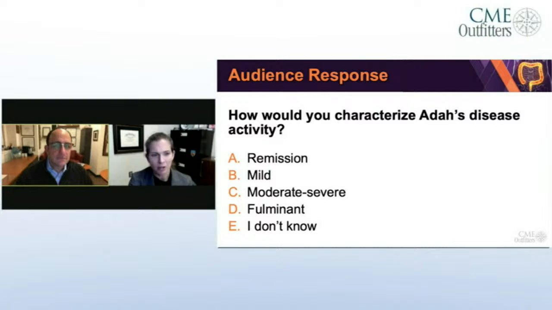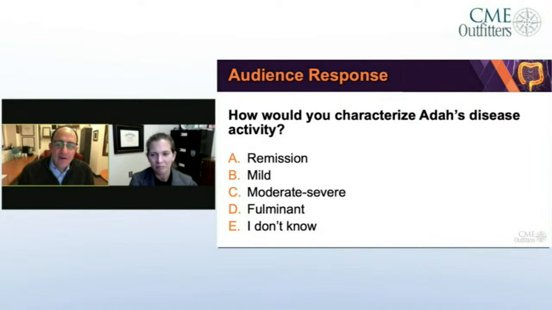So with that scenario, I'm going to ask you one more time. How would you characterize her disease activity? Is she in remission? Does she have mild disease? Moderate to severe disease, fulminant, or I don't know? I don't think she's in remission. That is guaranteed.